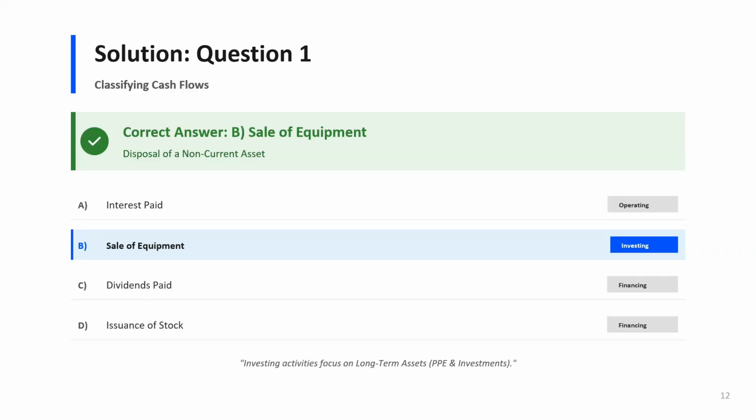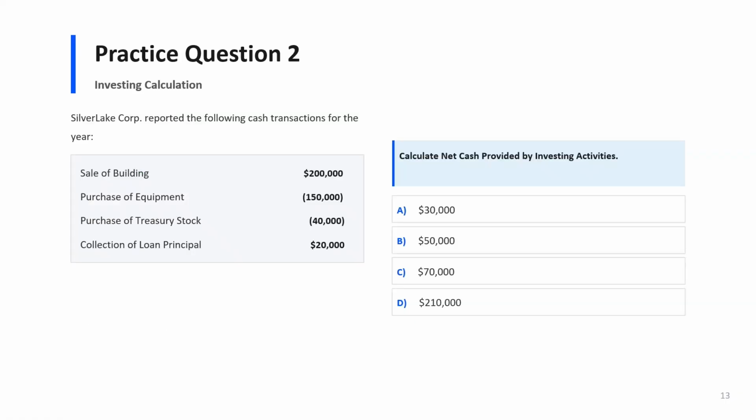Now let's do a calculation question. Our second practice question focuses on investing activities. You are given several cash transactions and asked to calculate the net cash provided by investing activities.